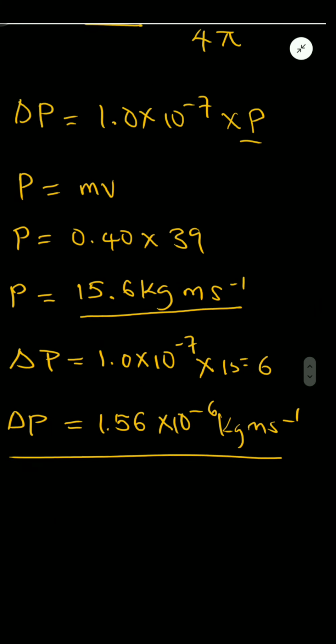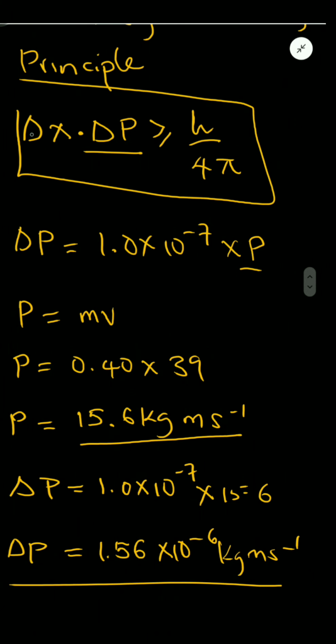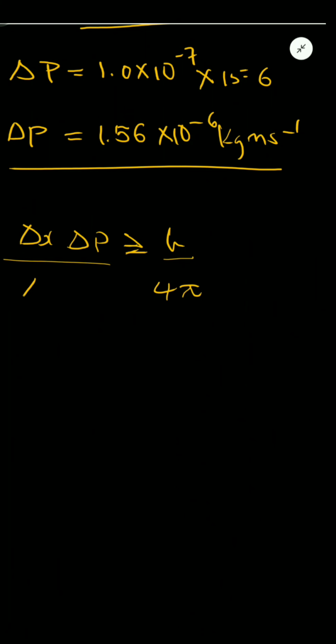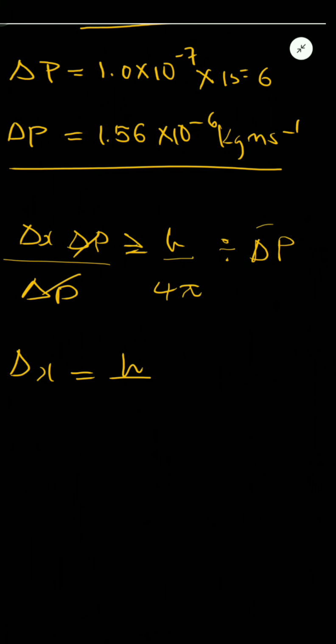So now we found the uncertainty in momentum. Let us go back to our equation and solve for the uncertainty in position. So I'll write our equation again: uncertainty in position times uncertainty in momentum is greater than or equal to the expression on the right-hand side. Now we're going to make the uncertainty in position the subject of the formula, so we divide both sides by the uncertainty in momentum. Upon doing that, we have the uncertainty in position greater than or equal to h over 4 pi, then the uncertainty in momentum.